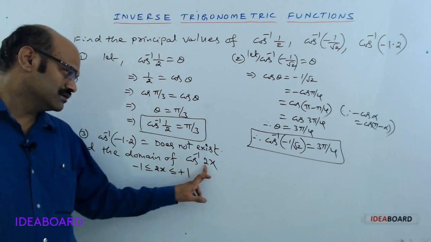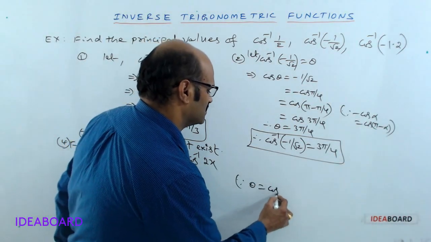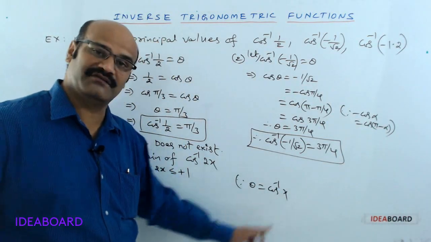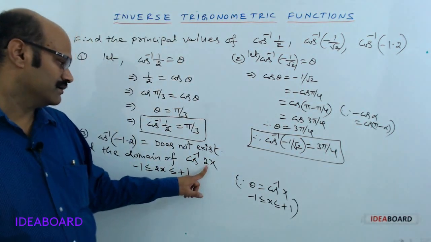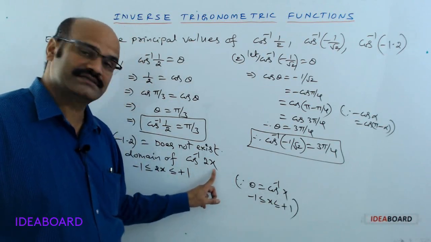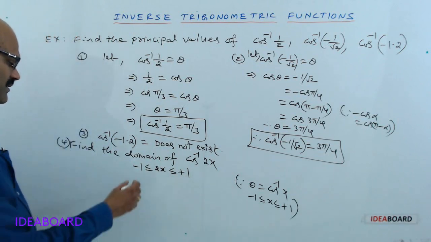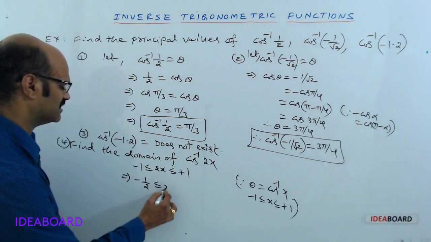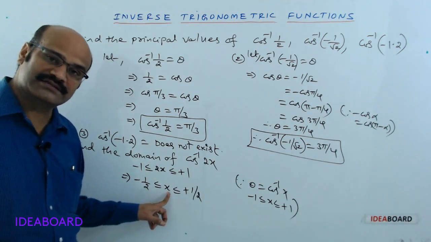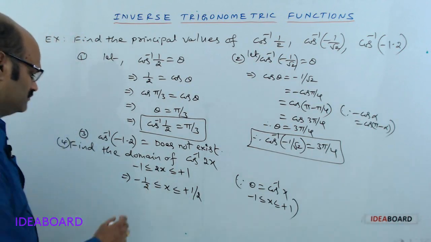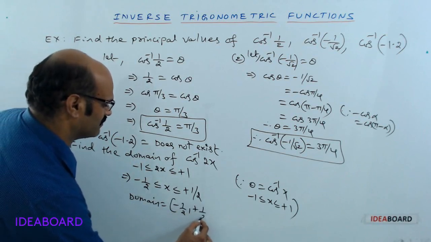Now, according to the definition, theta equal to cos inverse x, the value of x lies between minus 1 and plus 1. Here, in the place of x, we have 2x. So minus 1 less than or equal to 2x less than or equal to plus 1. So it implies, divide by 2, minus 1 by 2 less than or equal to x less than or equal to plus 1 by 2. Therefore, domain means the set of values of x. Therefore, domain equal to closed interval minus 1 by 2 to plus 1 by 2.